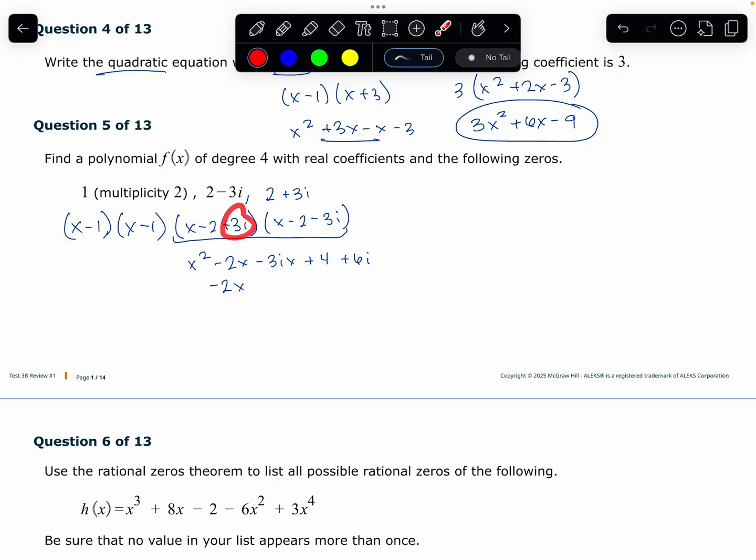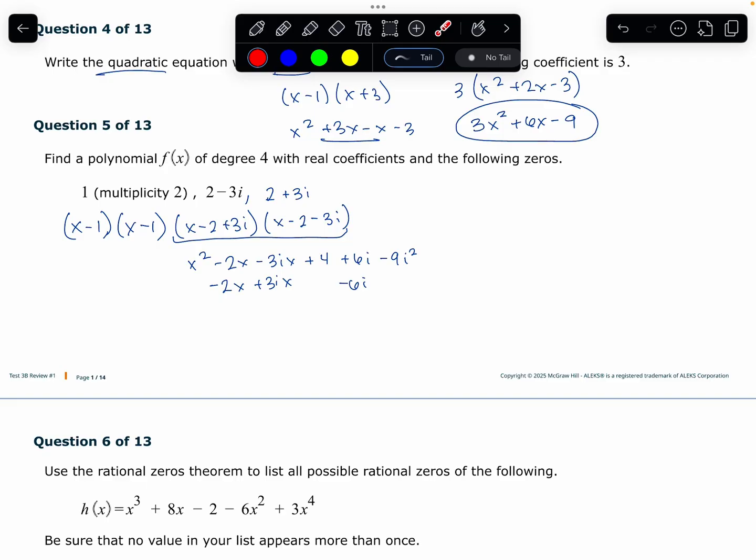Okay, now last I'll use the 3i and multiply by x. When I multiply those together, I'm going to get a positive 3ix. So I'm just going to stack that underneath this one. I'll do 3i times negative 2. That's going to be equal to negative 6i. And then I'll do 3i times negative 3i. That's going to be negative 9i squared.